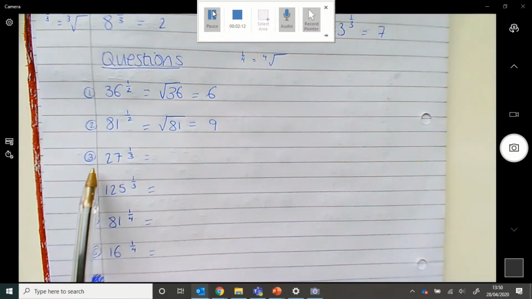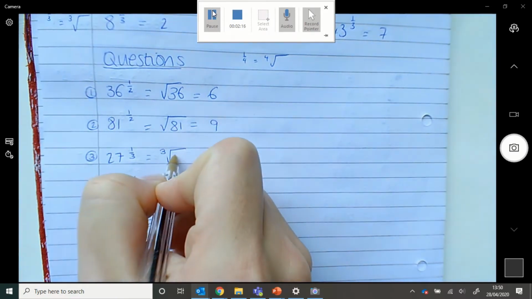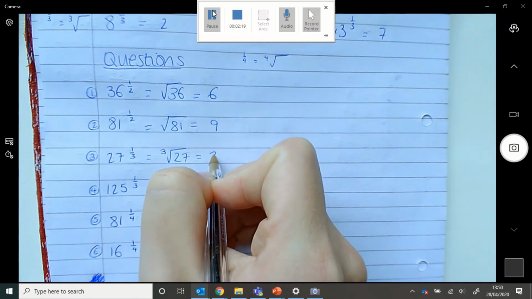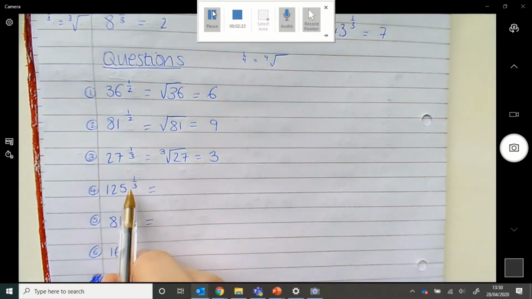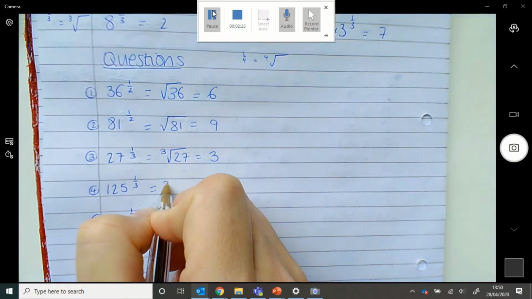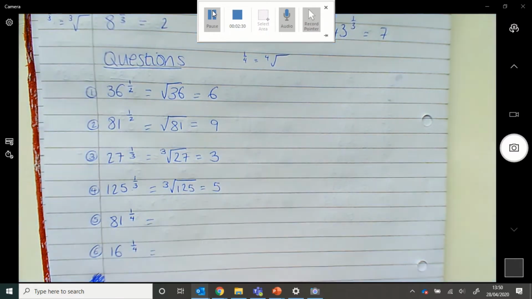If I look down at number 3, it's got a power of a third this time, so that makes me think it's the cube root. And the cube root of 27 is 3. That's because 3 times 3 is 9, 9 times 3 is 27. Same thing here, power of a third, so that means cube root. Cube root of 125 is 5.